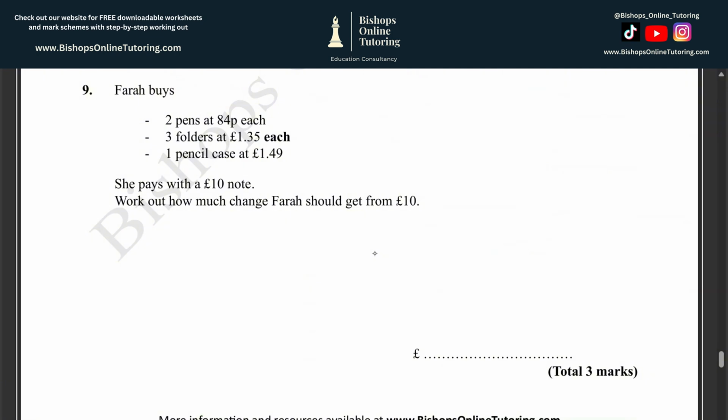Farah buys 2 pens at 84 pence each, 3 folders at £1.35 each, and 1 pencil case at £1.49. She pays with a £10 note. Work out how much change Farah should get from £10.